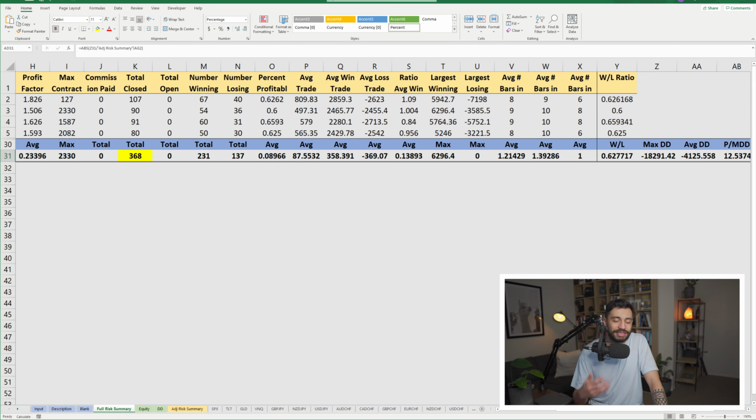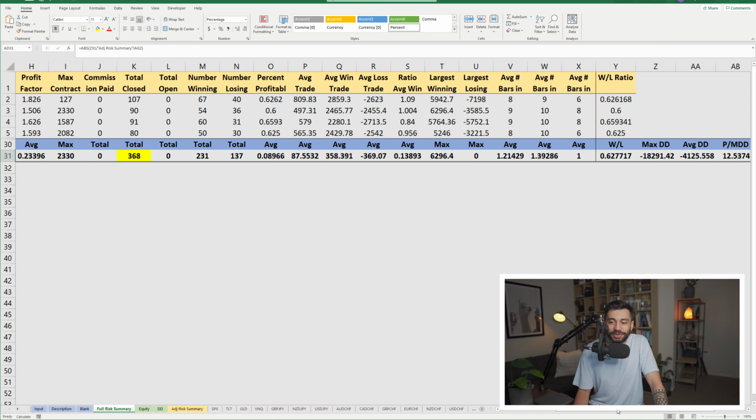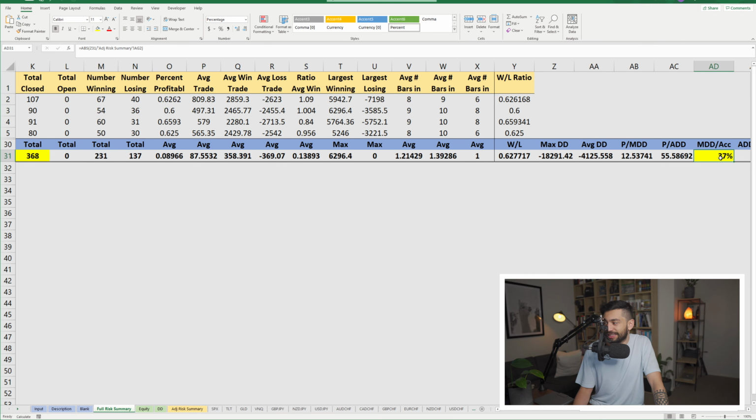Now, 37% is above the threshold of most traders. Most traders like to keep their drawdown between 10 and 20%. And the reason why this 37% is so high is because we are using a 5% risk per trade. As I mentioned before, 5% risk per trade is very, very high. So we might need to adjust that down and optimize that a little bit later.